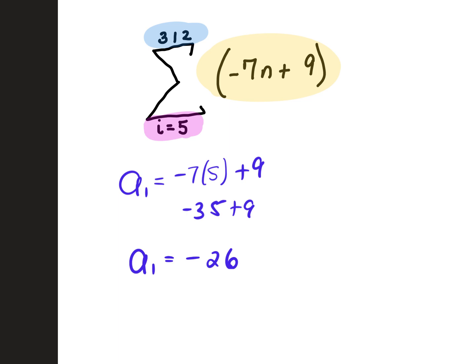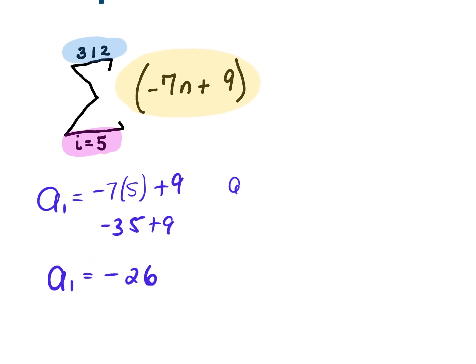All right, so look at the next. I have to find the last term. Well, what is the last term of this? What number am I going to plug in to find the last term? 312. I'm going to plug in the top number. So I have negative 7 times 312 plus 9. So to find the first term, you plug in the bottom number. To find the last term, you plug in the top number.